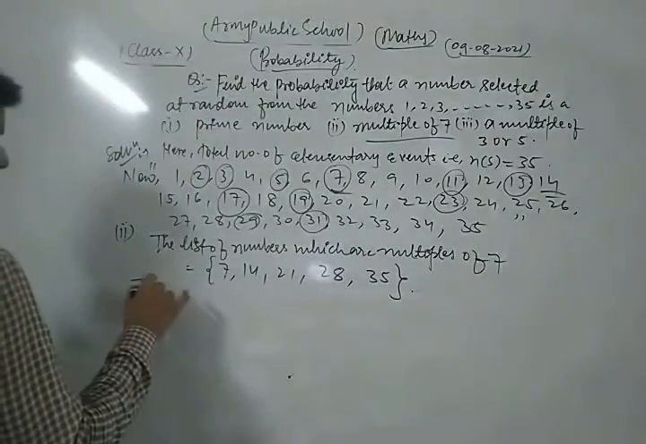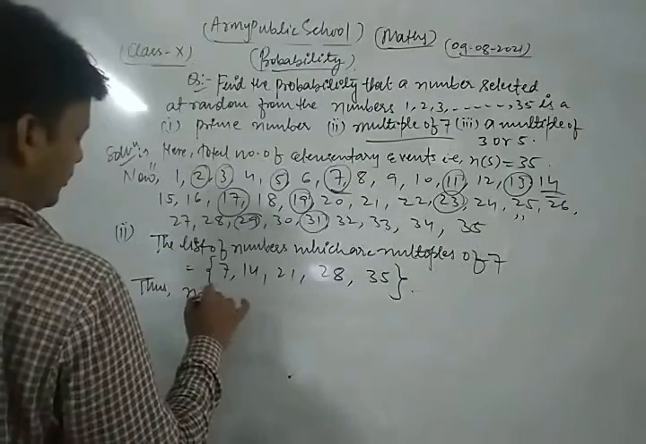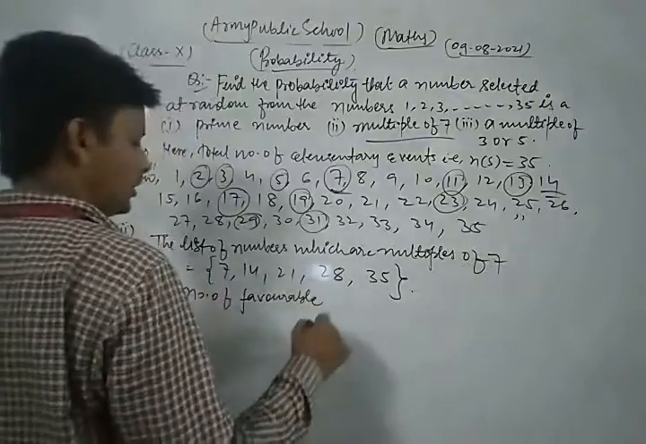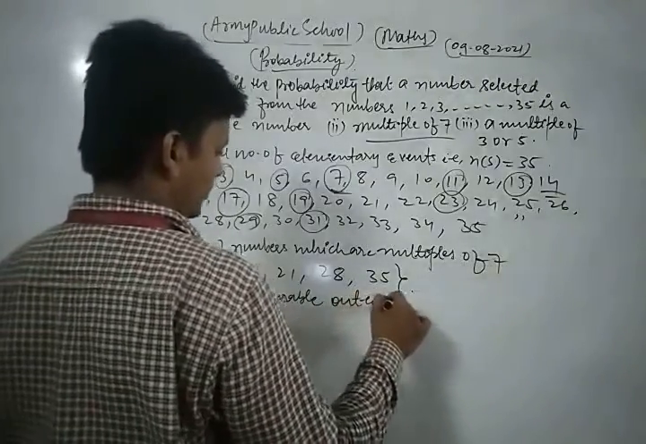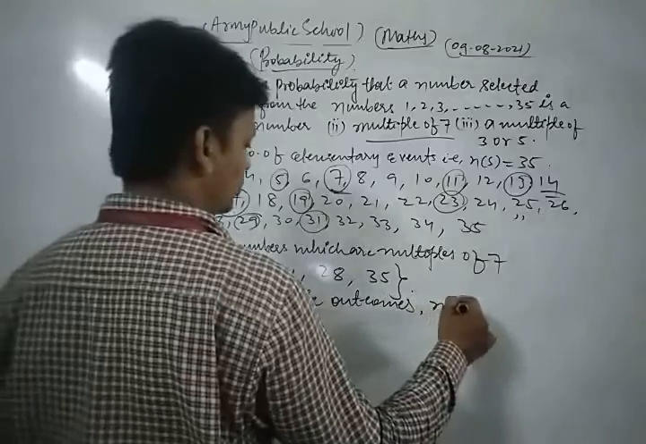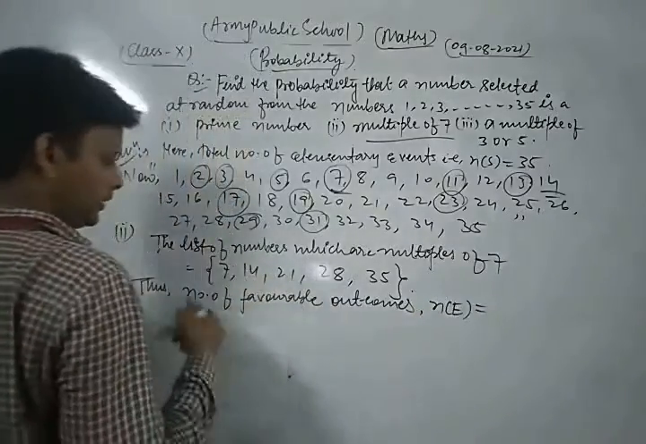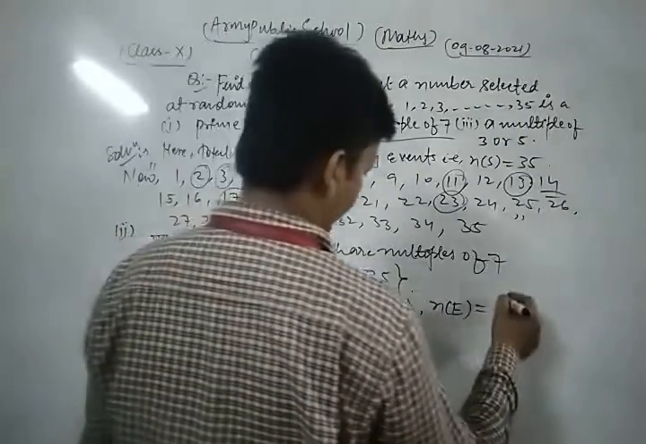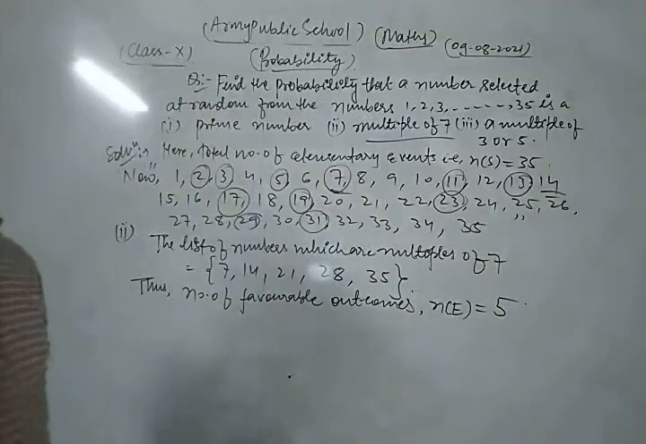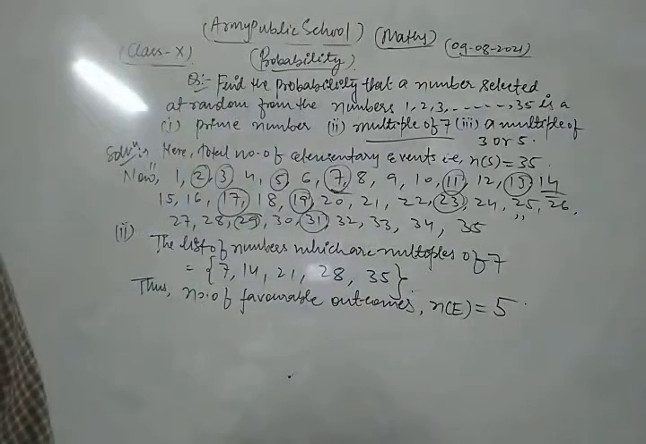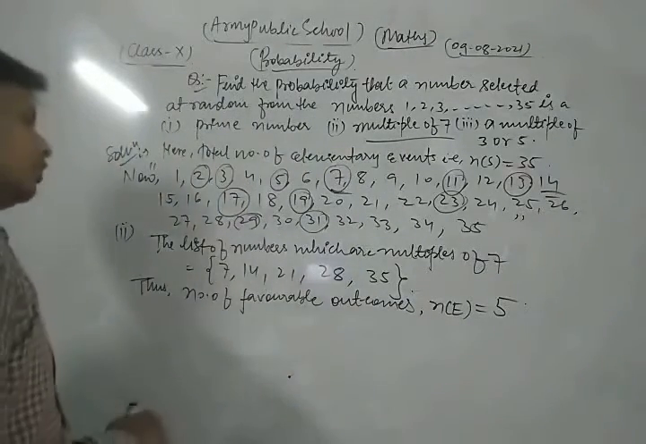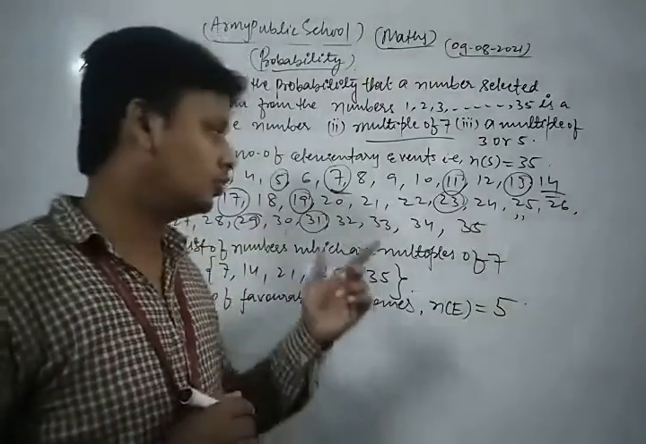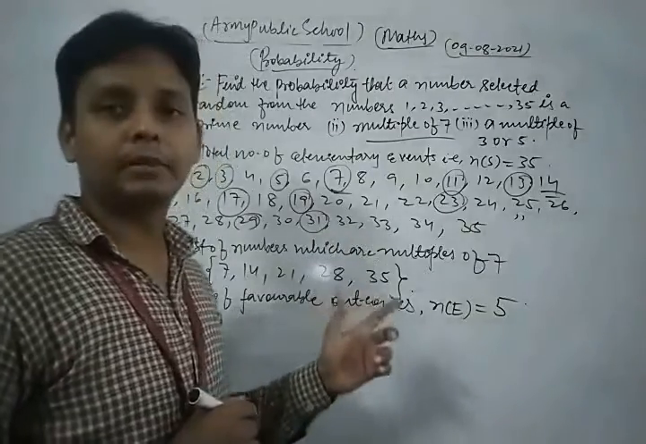Thus, the number of favorable outcomes, and the total number of elementary events. When you see, the number of favorable events is what? 1, 2, 3, 4, 5. This is 5. Because there are 5 numbers from 1 to 35 which are multiples of 7.